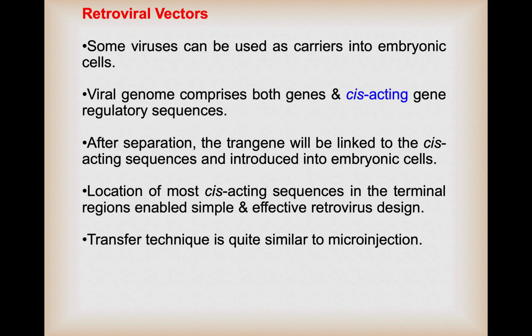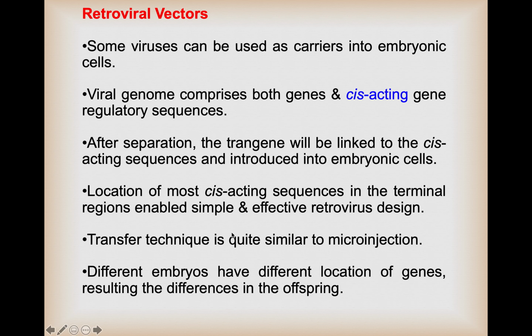So I'm not going to go into details of retroviral vectors because this is actually just kind of like a vehicle, kind of tool to be used. The steps are more or less similar to the 2 previous methods. So different embryos using this method could be targeted because they have different locations of genes. Hence if you were to put it at a different location, it will result in differences in the offspring in terms of the phenotype and even the genotype. So of course with every other method as well, further selection is required.